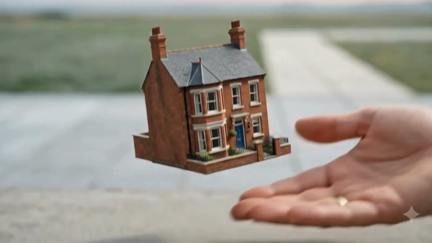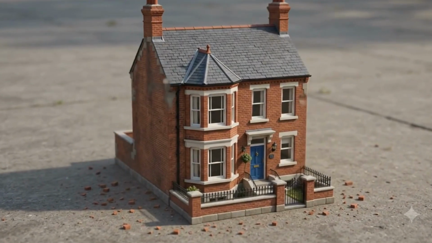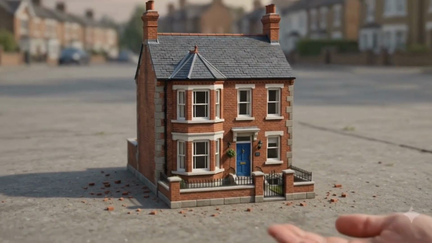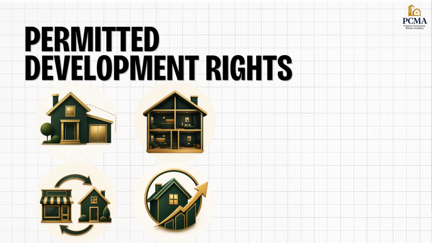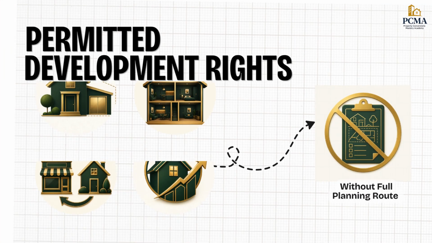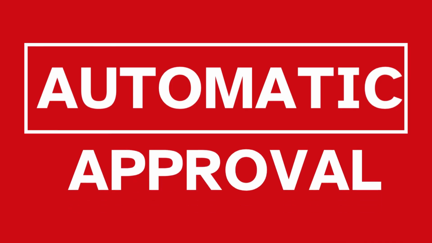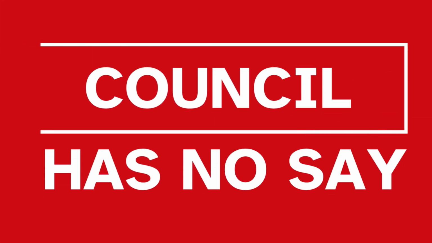Permitted development rights can unlock serious value in UK property, but only when the right actually applies. They can help you extend, convert, change use, or reposition a property without going through the full planning route every time. That sounds powerful, but here is the problem. Permitted development does not mean automatic approval. It does not mean every property qualifies, and it does not mean the council has no say.